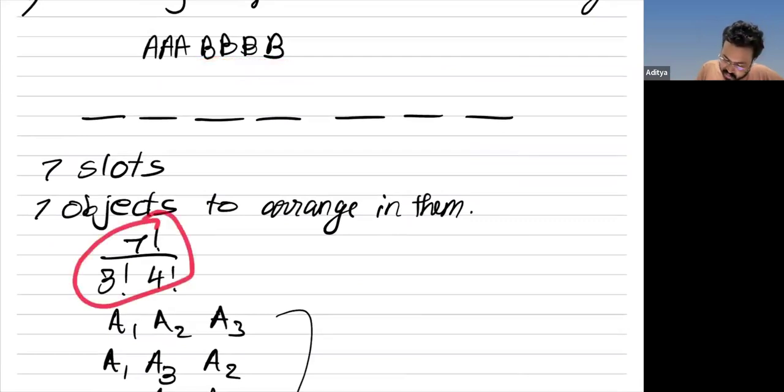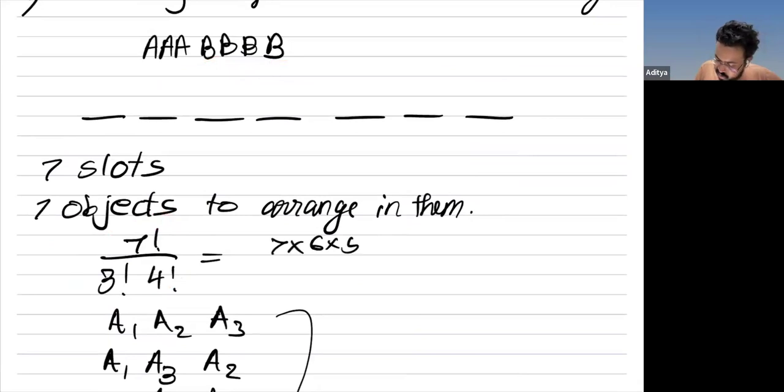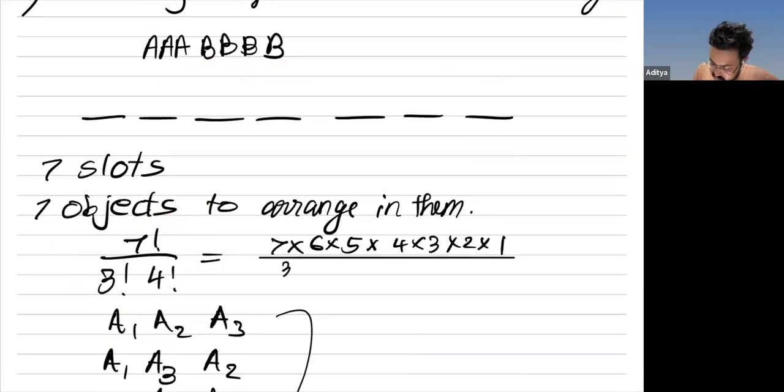So totally you'll have 7 factorial upon 3 factorial, 4 factorial, which is 7 times 6 times 5 times 4 times 3 times 2 times 1 divided by 3 times 2 times 1 times 4 times 3 times 2 times 1. All these will cancel off with this. 3 and 2 will cancel with 6 and you'll be left with 35.